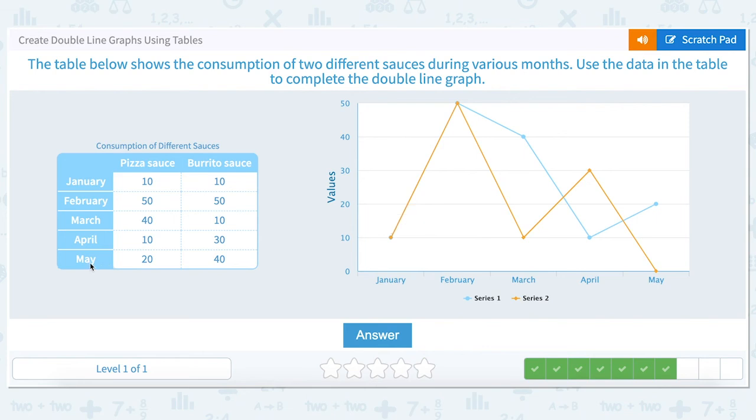The last data point for May is 40 units of burrito sauce. Let's go to May and travel up the line graph until we reach 40 on the y-axis and plot a point. We've now plotted both graphs and we can answer the question.